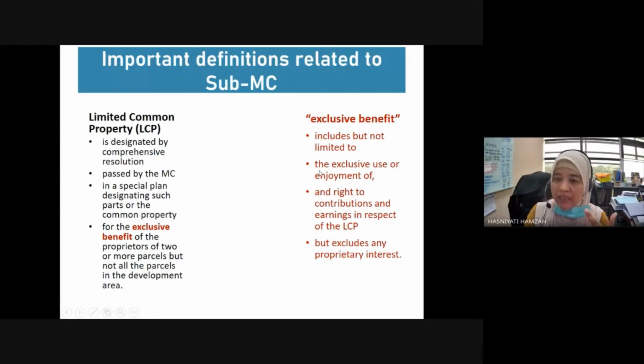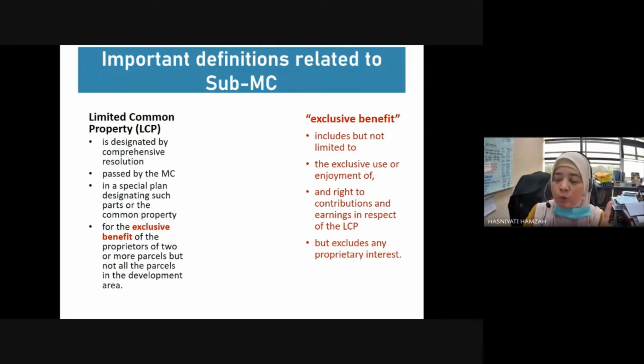This one is exclusive. You can exclude the other owners. Only the users within the LCP can use or enjoy that particular limited common property. For instance, the swimming pool just now can only be enjoyed by the apartment. The other swimming pool is for the hotel's visitors.